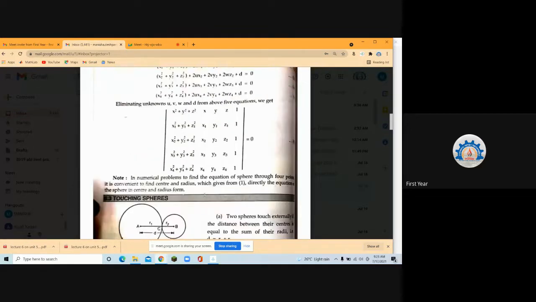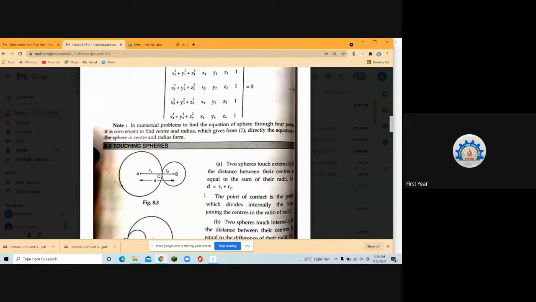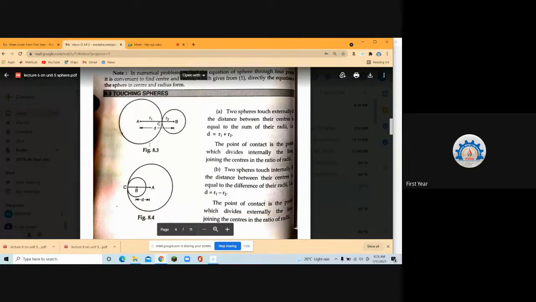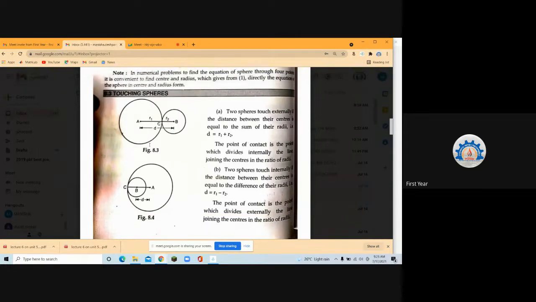Now one thing is very, very important and very natural to understand: when two spheres are touching internally or externally, the diagram is given here. Just go through it once and see whether you are understanding, and one of the students can explain why it is internally and why it is externally. Any one of you?